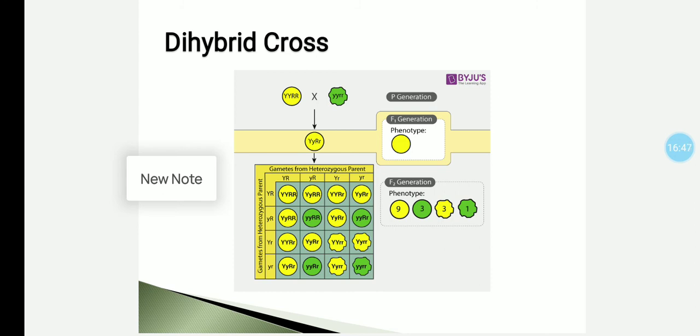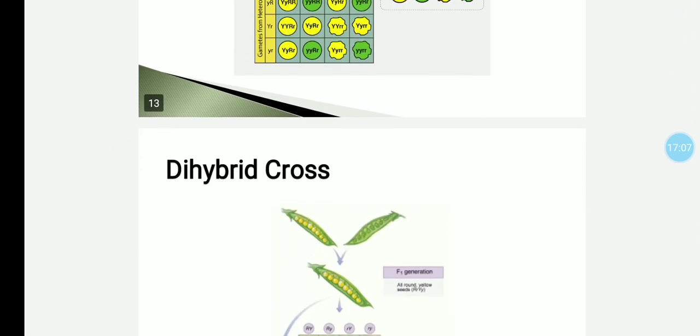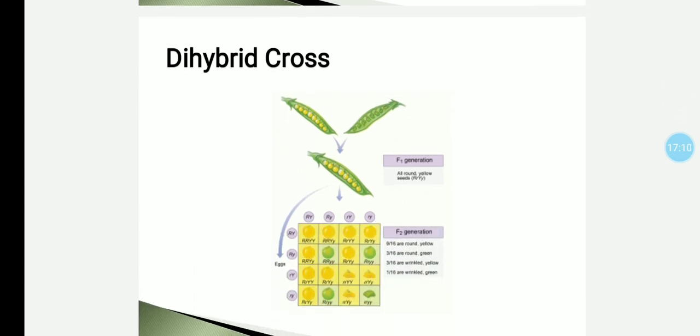These 16 combinations are called F2 generation, and this F2 generation shows the phenotypic ratio 9:3:3:1. In this example, we can see the characters which are assorted, which are separated independently. The same example can be studied in a different way, as can be observed in this diagram.